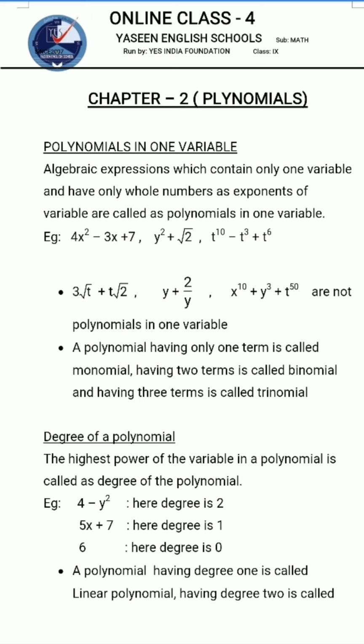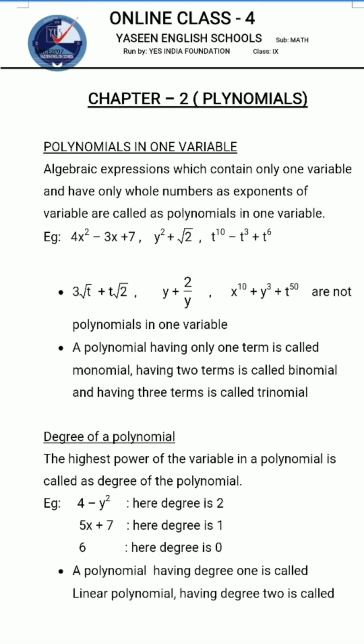Last chapter we studied exponent properties. So an expression with whole numbers as exponents of the variable is called a polynomial in one variable. By the name itself you can understand it should have one variable only. If it is x, then x only. If it is y, then y only. If it is t, then t only. But the main thing is the power of the variable. If it is x, then the power of x should be a whole number.